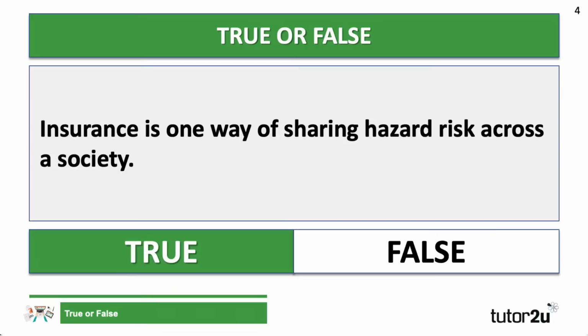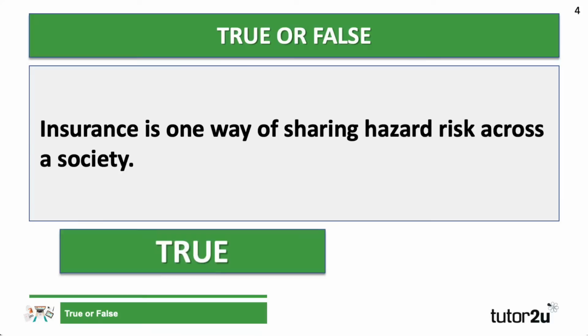And this is our last one, true or false. Insurance is one way of sharing hazard risk across a society. What do you think? There's loads of people going true on this one. I believe it is the right statement. Yeah, it is a true statement.